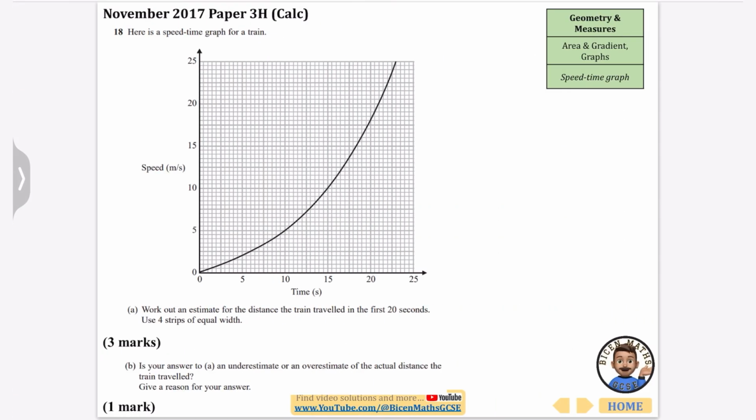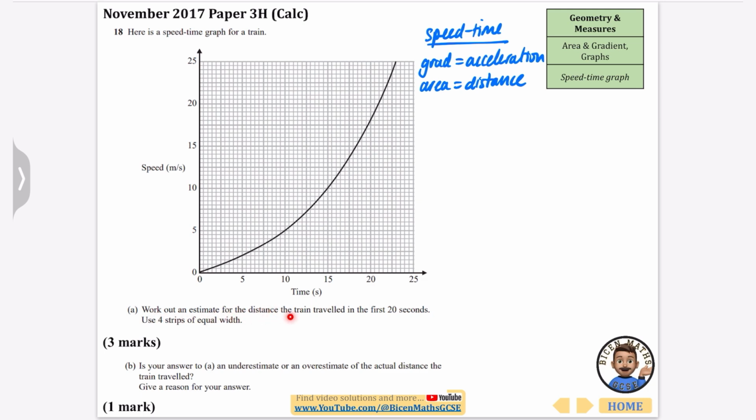Okay, so this question is a speed time graph, which means it's got a couple of different features, and this is going to come up for the next few questions. In a speed time graph, the gradient is equal to the acceleration, and the area underneath the curve is going to be equal to the distance which is travelled, okay? So let's have a think what this question says.